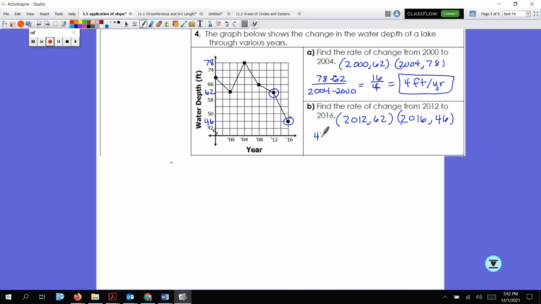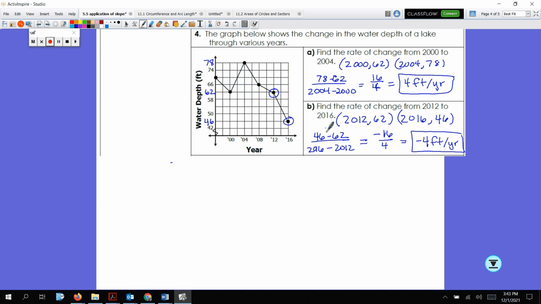All right, so 46 minus 62 over 2016 minus 2012. Plug that in. That gives me negative 16 over 4, which is negative 4 feet per year. Interesting. The water depth went down. It rose here in part A between 2000 and 2004, and then it dropped. Maybe there was a drought or something happened there.